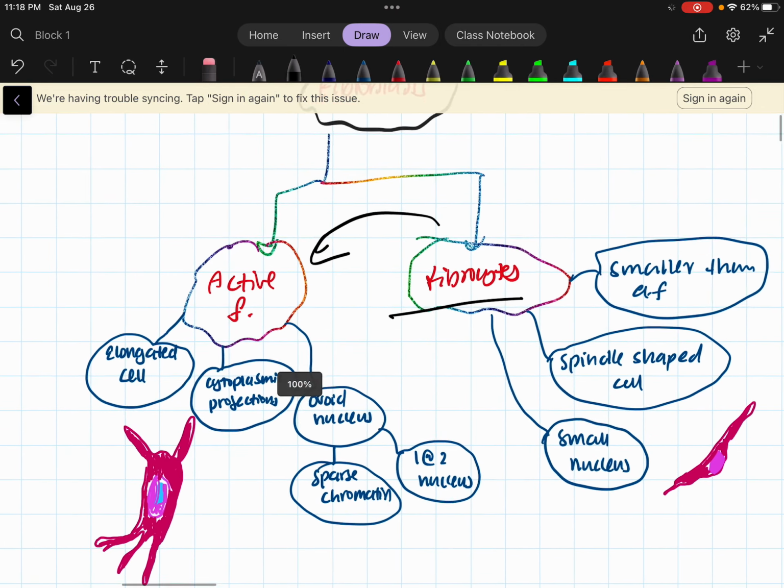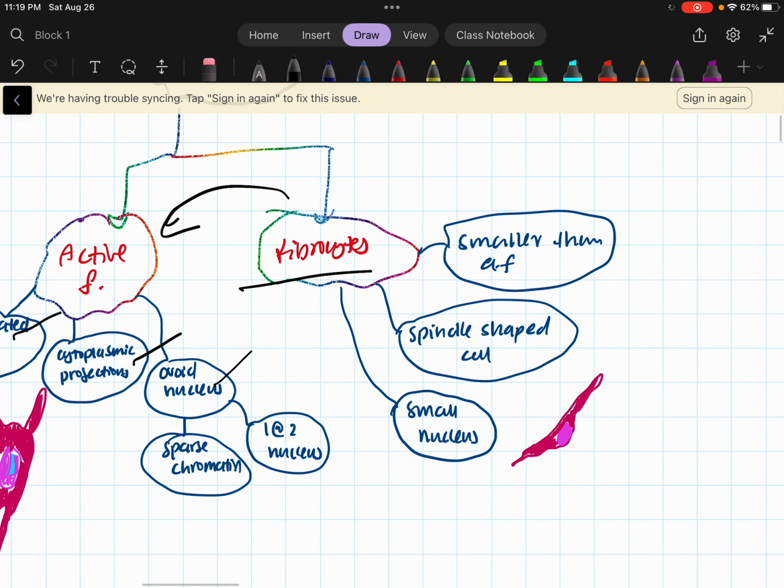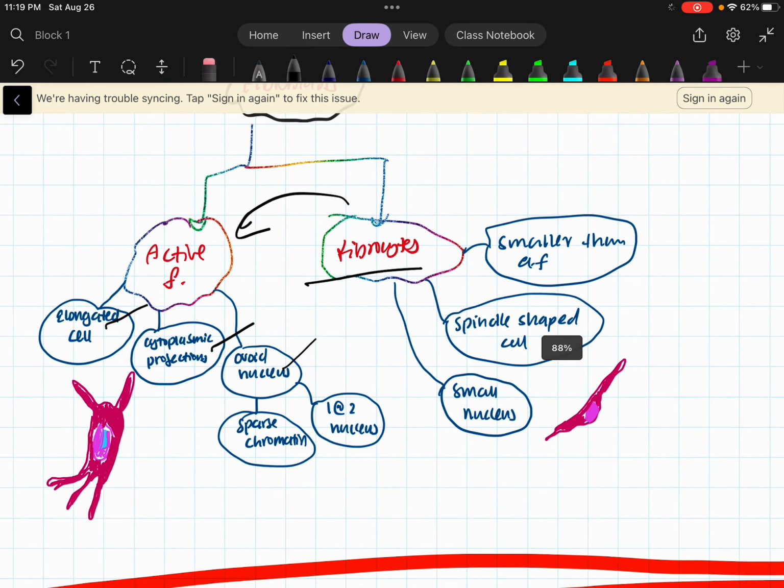So the characteristics of the active fibroblasts include elongated cells, cytoplasmic projection, and an ovoid nucleus, which has sparse chromatin and one or two nucleoli. And as for the fibrocytes themselves, it's typically smaller than active fibroblasts. It's spindle shaped and it has a small nucleus.